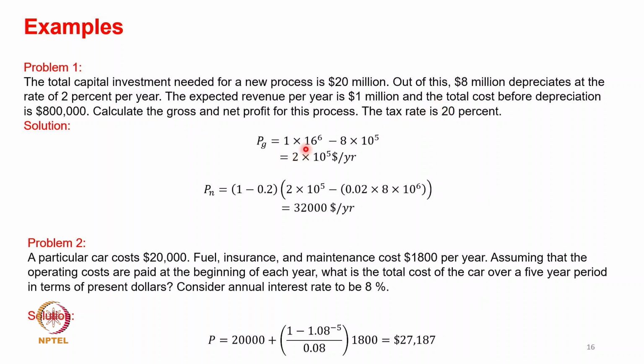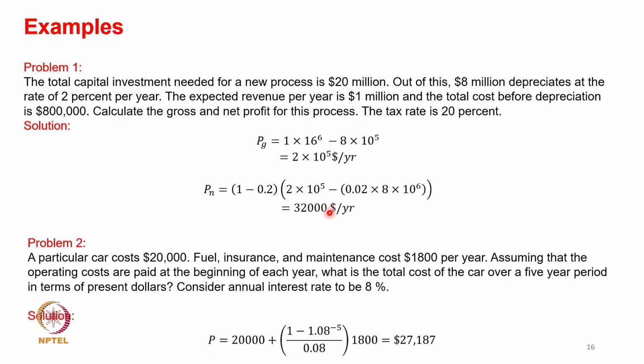So your PG would be 1 times 10^6 minus 8 into 10^5, which is of course 2 into 10^5 dollars per year, and the PN would be (1 minus 0.2), the tax rate is 20%, times (2 into 10^5 minus 0.02 into 8 into 10^6), which is a depreciation factor of 0.02, which is 2%. It would be $32,000 per year.